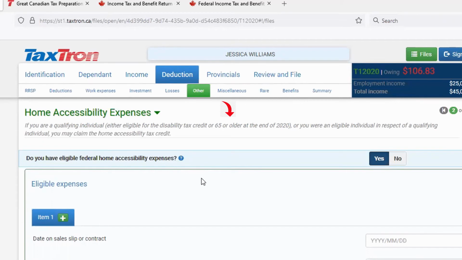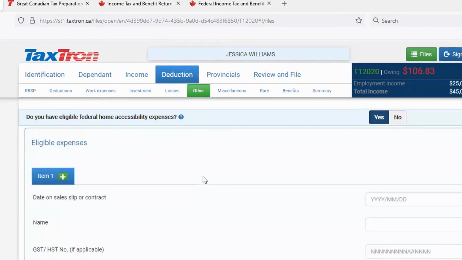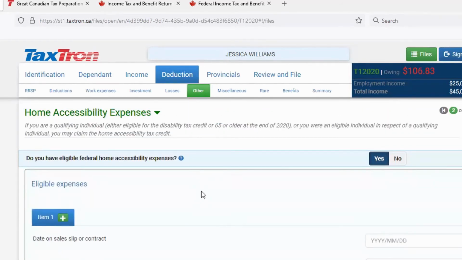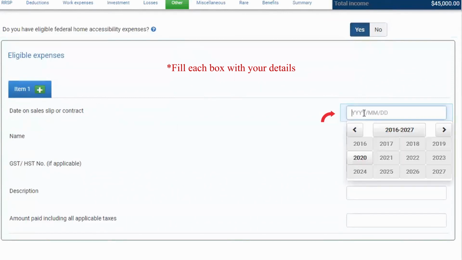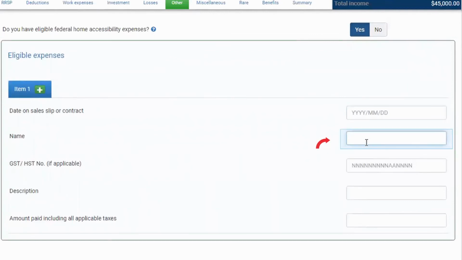older, or living with any of these person and make eligible qualified expenses for home accessibility. You will write down the date on sales slip or contract. You will write down the name of the contractor who provide the services.